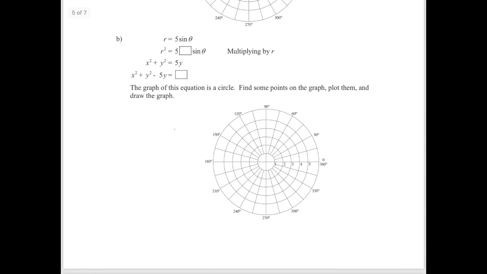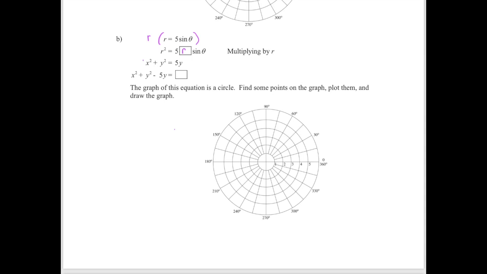Let's graph r is equal to 5 sine of theta. Let's see if we can't get an idea of what the graph might look like by putting it into a rectangular coordinate equation. To do that, because sine doesn't have an r value, I need to multiply both sides by r so that I can replace my sine with an x or a y. That'll give me r squared is equal to 5r sine of theta.